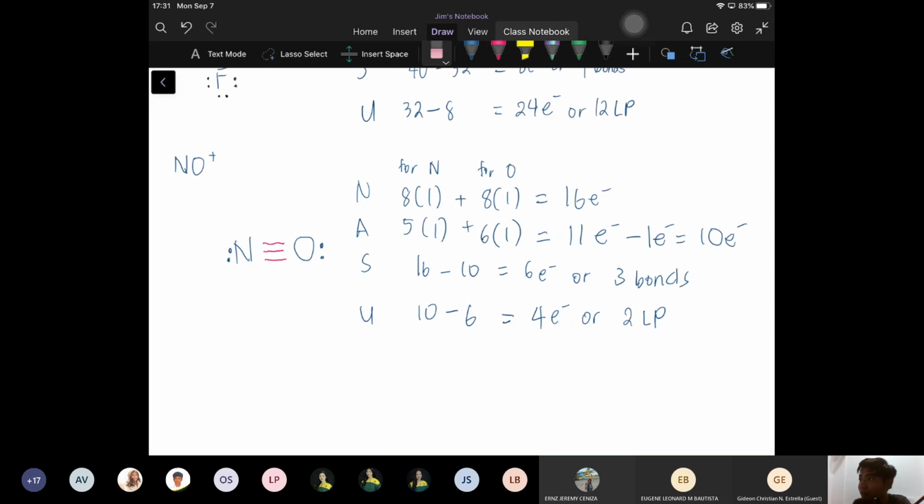Diba? Sir, saan kaya dyan yung may positive charge? No? Saan kaya yung positive charge dyan? Mamaya na yun. Mamaya discuss natin yung formal charges. Yan yung magiging end natin, yung discussion ng formal charges. But anyway, so yan lang naman.